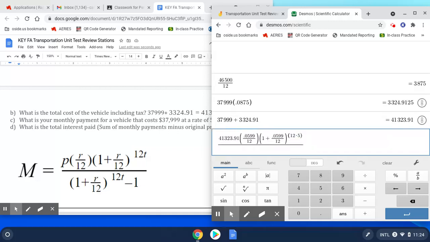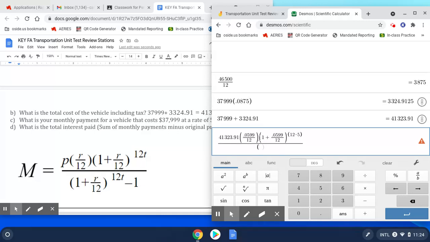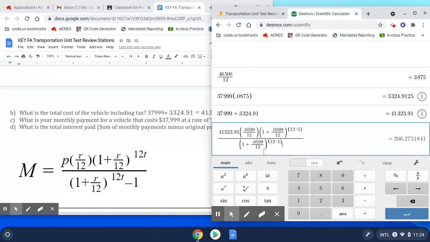All right, we want that whole thing to be a numerator, so you arrow out and divide on Desmos, and then we're going to do the same thing on the bottom. Now, some people get smart here and go, oh, I could just copy and paste this. Or just type it again: parentheses 1 plus 0.0599 over 12 to the power of, and then don't forget the minus 1. Oops. Down here, people, minus 1. Okay, so my car payment is $798.71.